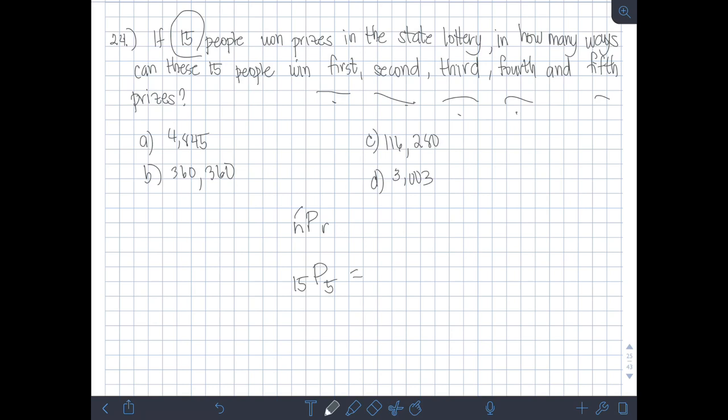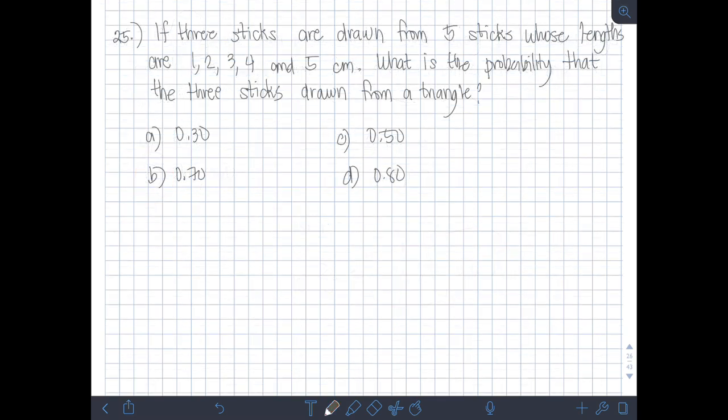So, use na lang natin yung calculator para masolve yung sagot. So, we have 15P5 is equal to 360,360. So, therefore, our answer is letter B. Okay? Next, we have, if 3 sticks are drawn from 5 sticks whose lengths are 1, 2, 3, 4, 5 centimeter, what is the probability that 3 sticks drawn form a triangle?